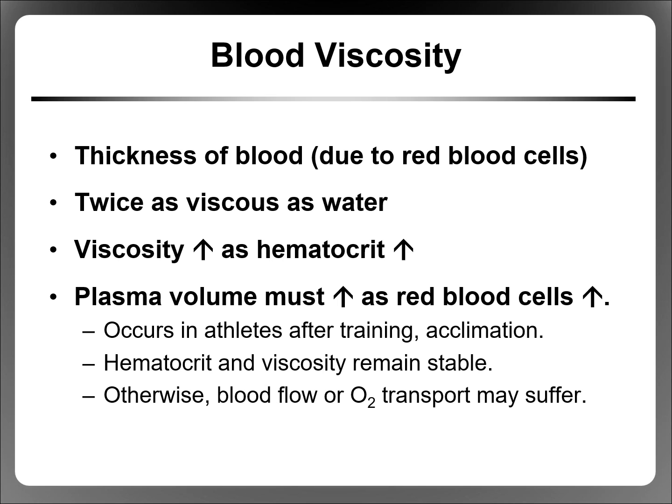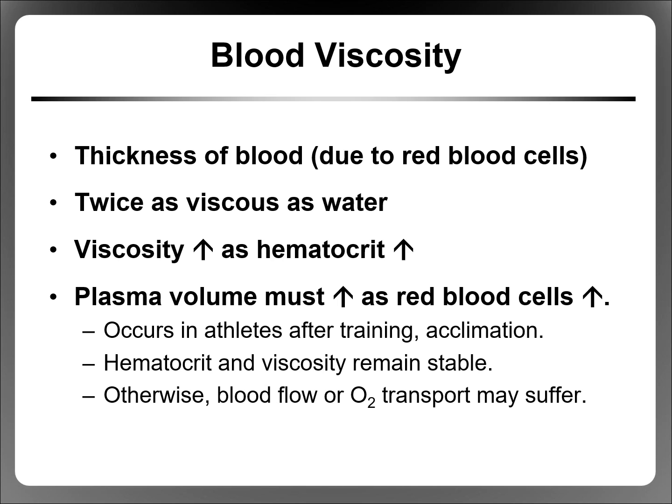We need to have a plasma volume that will increase just as much as our red blood cells increase, because if we have too many red blood cells compared to plasma, that blood gets too viscous, kind of like the consistency of a thick maple syrup or a molasses, and it gets stuck in places it shouldn't, and it can cause cardiac arrest.